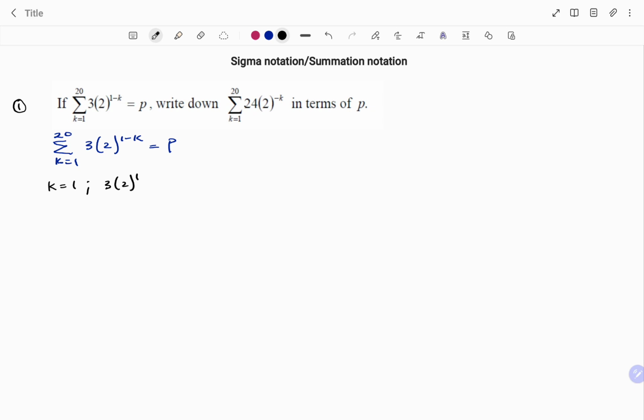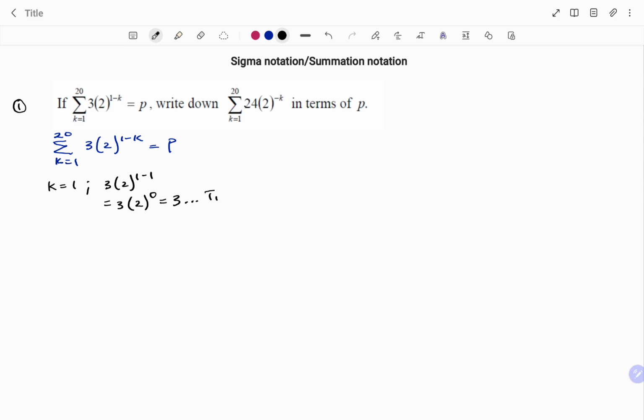Remember, k equals 1, so we have 1 minus 1. That will be 3 times 2 to the power of 1 minus 1, that's 0. And any number or variable to the power of 0 is 1, so that's 3 times 1, which is 3. That will be our first term, T1.